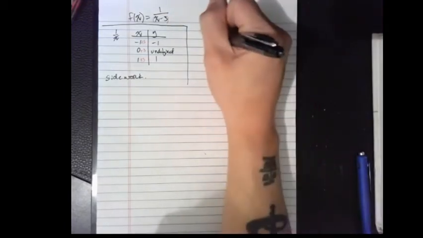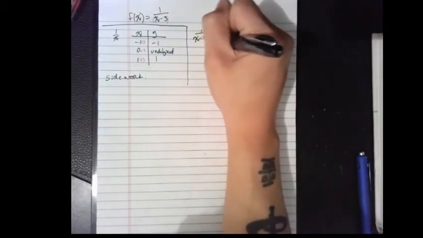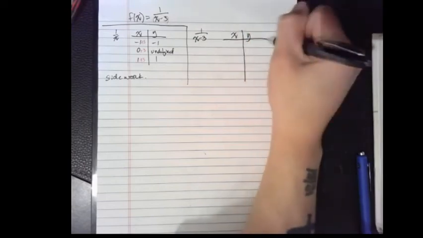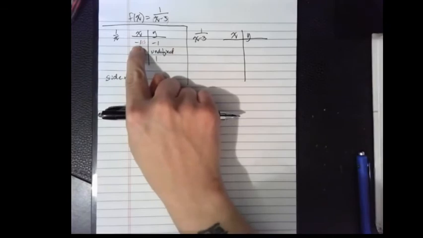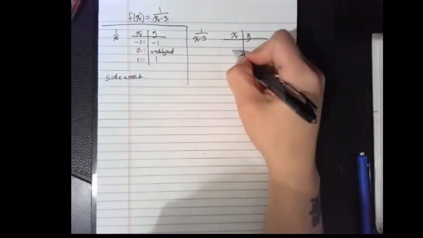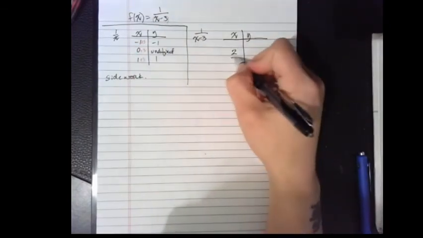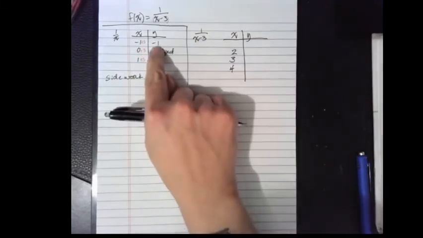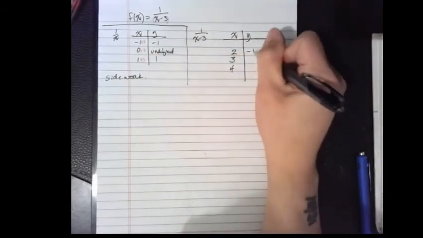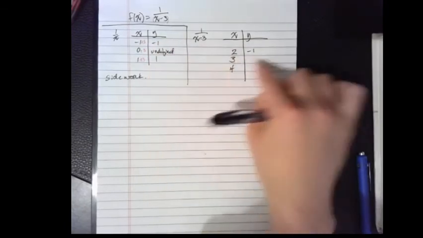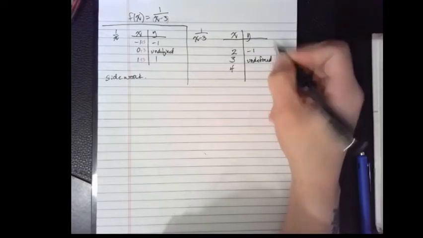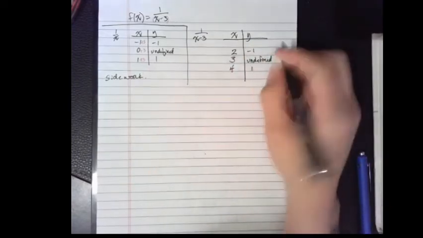So my new t-chart for 1 over x minus 3. -1 plus 3 gives me 2. 0 plus 3 gives me 3. 1 plus 3 gives me 4. And here on my y's, I'm still at -1. Here at 3, I'm still undefined. And here at 4, I'm still at 1.